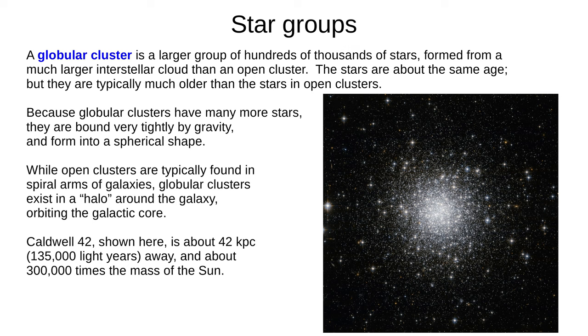They form from a much larger interstellar cloud, and are typically older stars of similar age, having formed roughly at the same time as their galaxy. Since globular clusters have so many more stars, their gravity is much stronger than open clusters, and they form a spherical shape. While open clusters are typically found in a galaxy's spiral arms, globular clusters orbit the galactic core in a halo around the galaxy. Here you can see Caldwell 42, about 42 kiloparsecs away, and roughly 300,000 times the mass of the Sun.